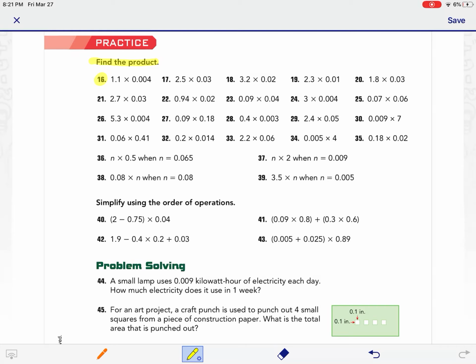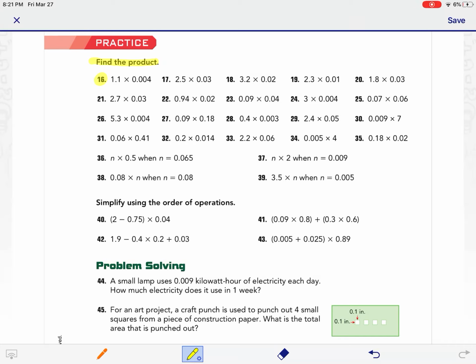So you might be able to do some of these in your head. When in doubt, make sure that you do it on paper. But you might be able to go next to number 17 and say, if I take away the decimal place, I can probably do that in my head. What is 25 times 3? You can also think of it like as if you had a quarter and you had 3 of them. How much money would you have? You'd have 75 cents. So the answer to this one would be 75. You can do that in your head.